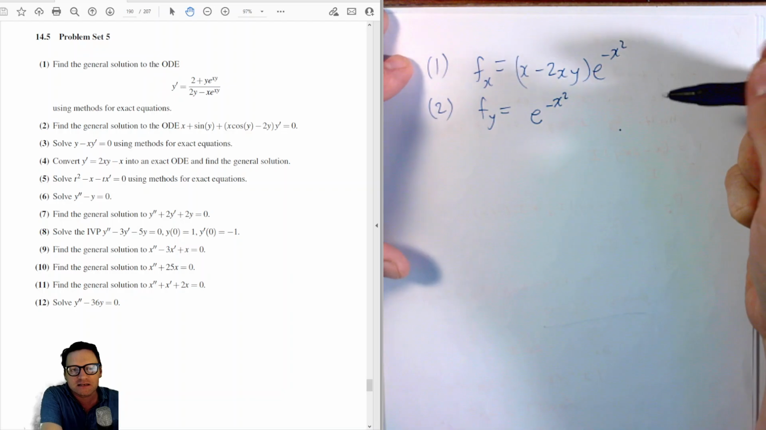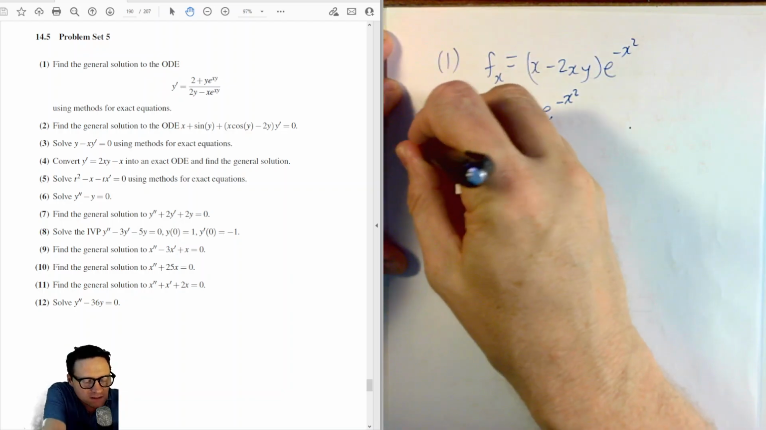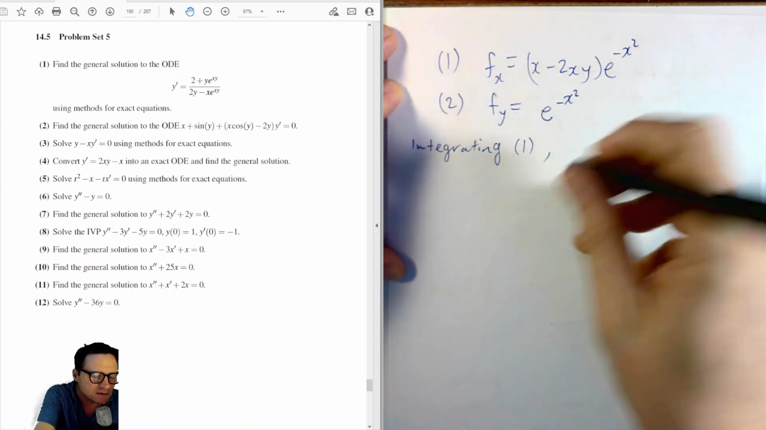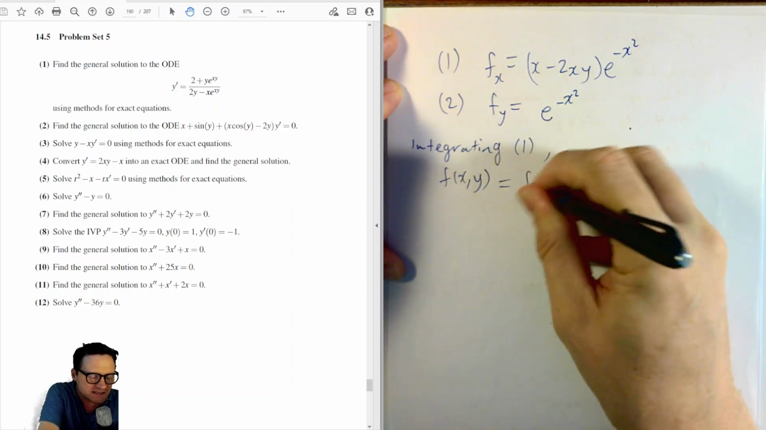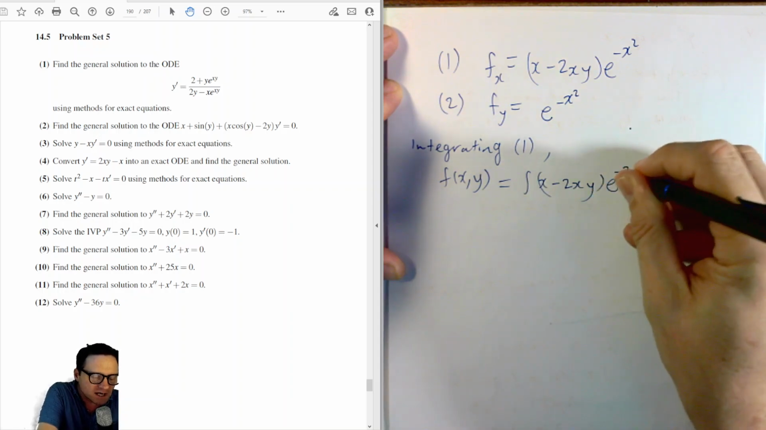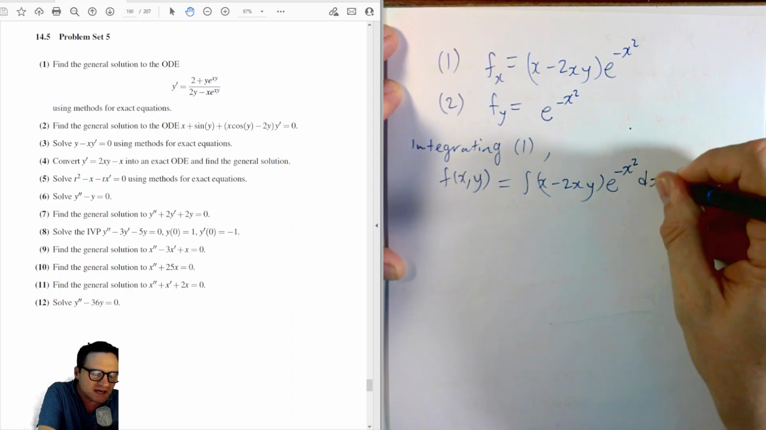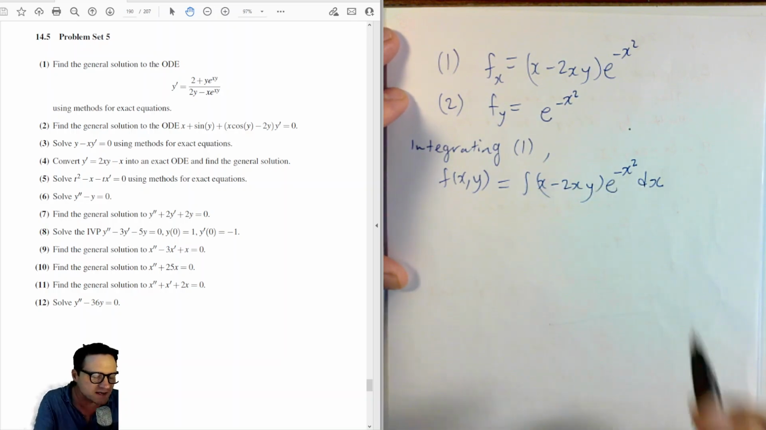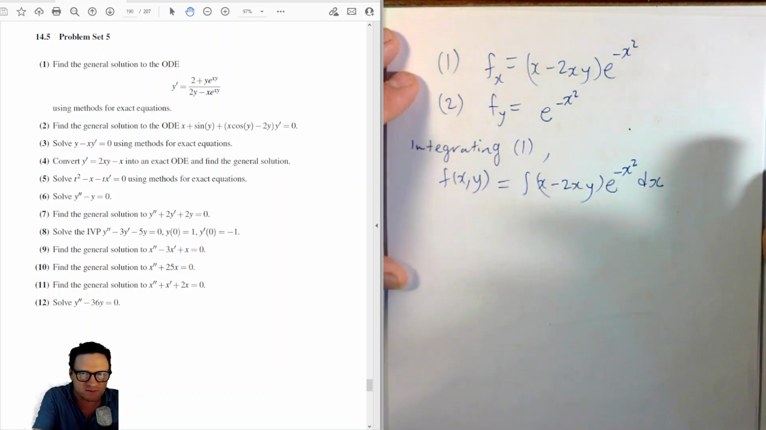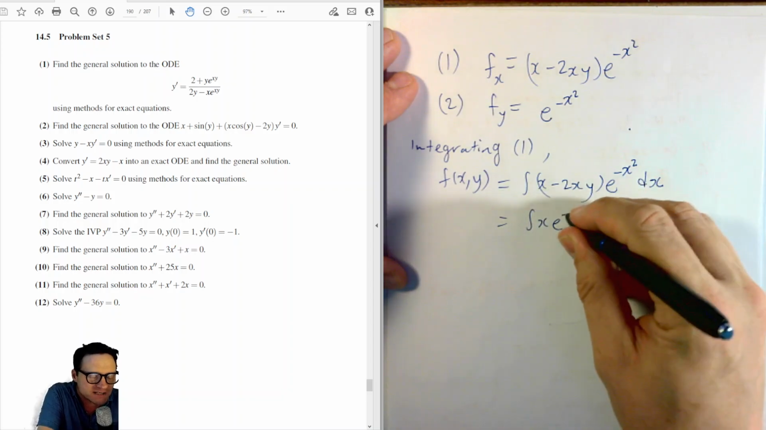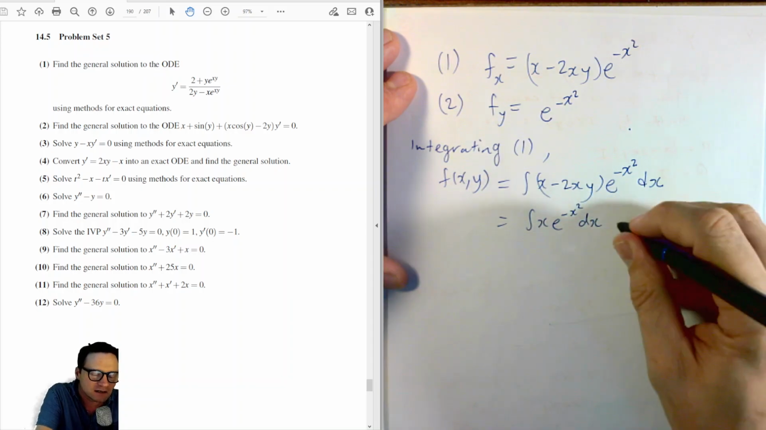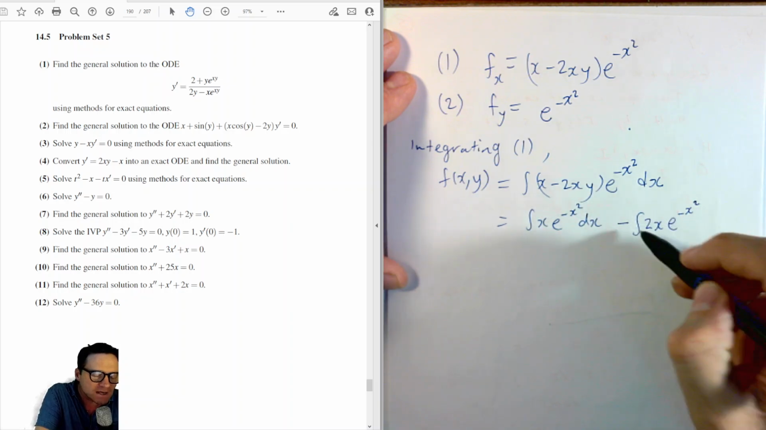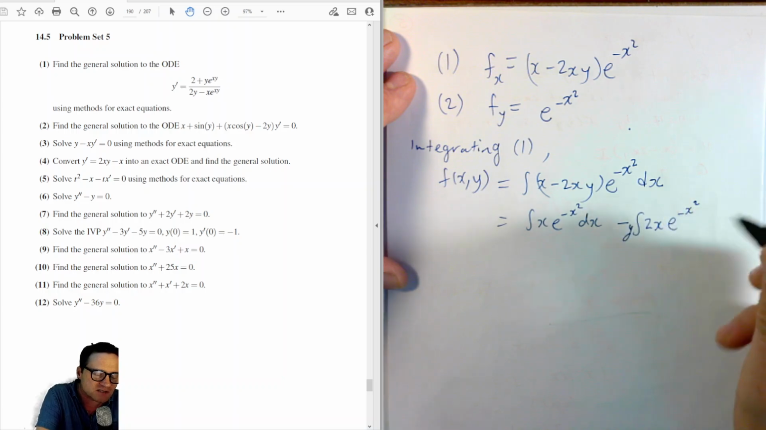All right, and so now let's integrate equation 1 as we usually do. And again, that's partially with respect to x. We have f as a function of x and y is the integral of x minus 2xy times e to the minus x squared dx. Okay, and so now this is partial, remember. We've got an x and a y in there. Okay, so let's break this up as a sum. We'll expand this and break it up as a sum of two integrals. So we have the integral of x e to the minus x squared with respect to x. And then we have minus the integral of 2x e to the minus x squared. And I'll put the y outside because remember we're allowed to treat that as constant. So let's put that outside the front.